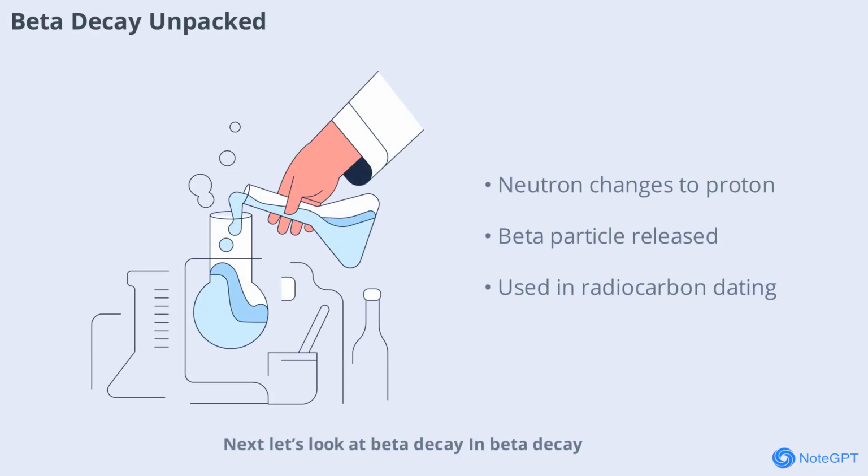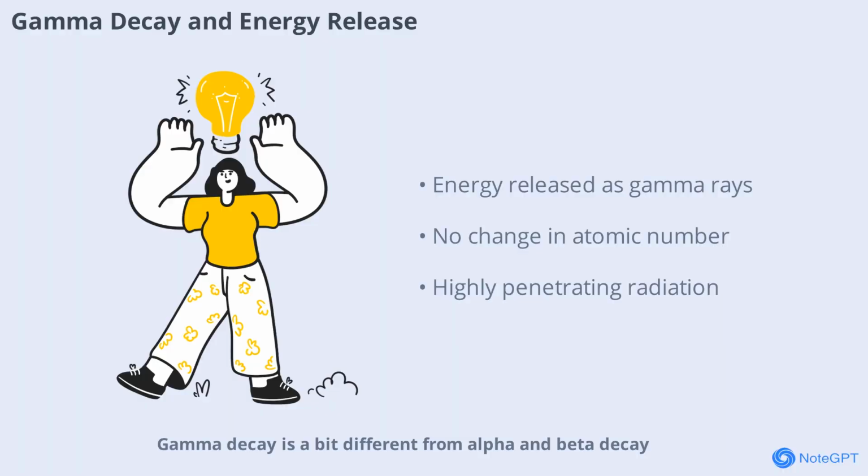Next, let's look at beta decay. In beta decay, a neutron in the nucleus changes into a proton, or a proton changes into a neutron, releasing a beta particle in the process. This beta particle is either an electron or a positron depending on the type of beta decay. The atomic number changes by 1, but the mass number stays the same. Beta decay is important in many natural and artificial processes, including the decay of carbon-14, which is used in radiocarbon dating.